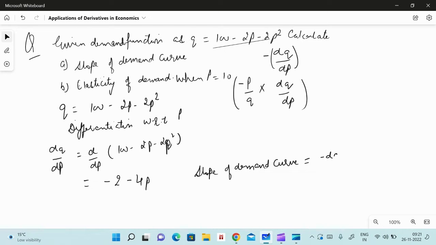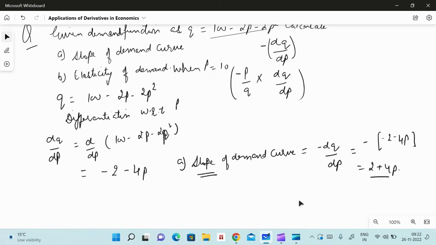When we have to calculate the slope of the demand curve, it is equal to minus dq divided by dp. So this is minus and minus of 2 minus 4p. So this gives me 2 plus 4p. This is the value of my slope. This is the solution for part a.